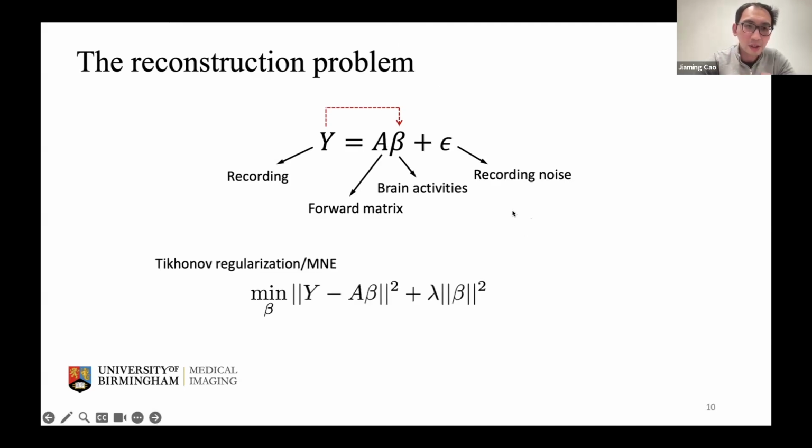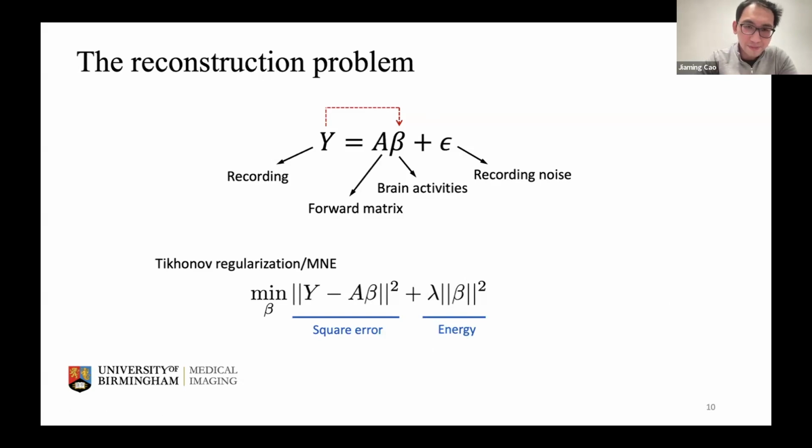This is typically done using something called Tikhonov regularization in DOT, or the same thing is called MNE in the world of EEG, which is short for minimum norm estimation, or you can call it ridge regression. There are different names, but essentially that's to solve this optimization problem, which has a square error term and a penalization on the energy, where lambda is basically a scalar that controls how strong this penalization is.